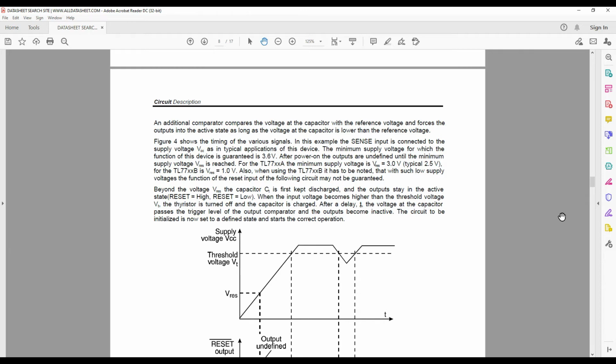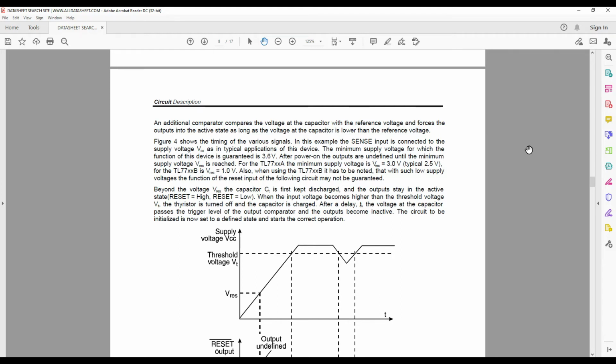In this example, the sense input is connected to the supply voltage VCC, as in typical applications of this device. The minimum supply voltage for which the function of this device is guaranteed is 3.6 volts. After power on, the outputs are undefined until the minimum supply voltage Vres is reached.